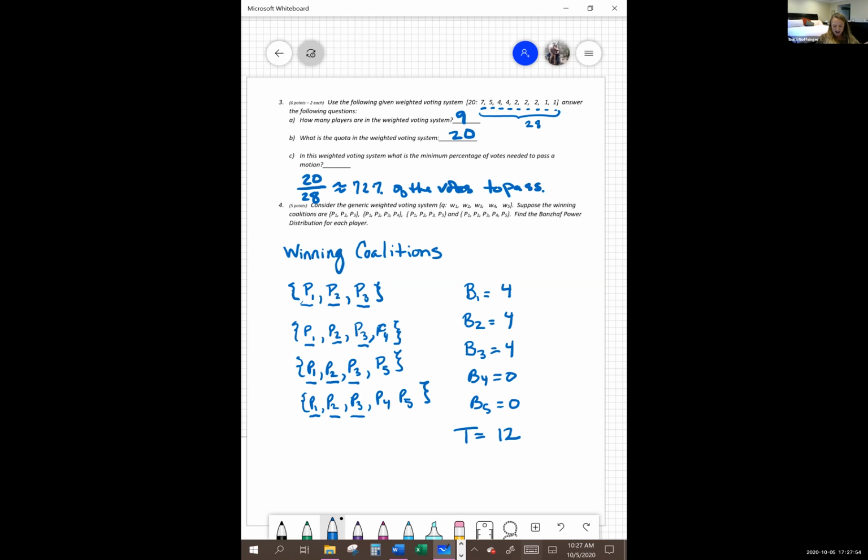So the Banzhaf power is going to be 4/12, which reduces to 1/3 for player 1. The Banzhaf power index for player 2 is 4/12, which is also 1/3. Banzhaf power for player 3 is also 1/3. Player 4 has 0 and player 5 has 0.